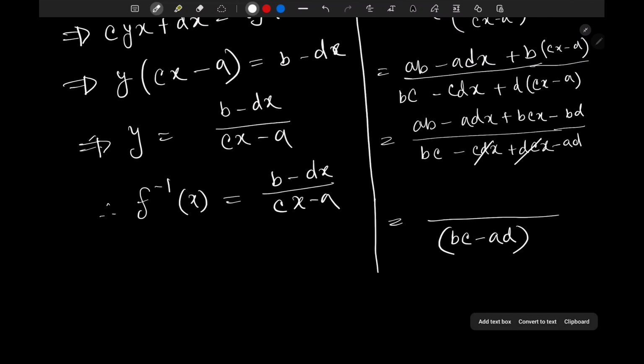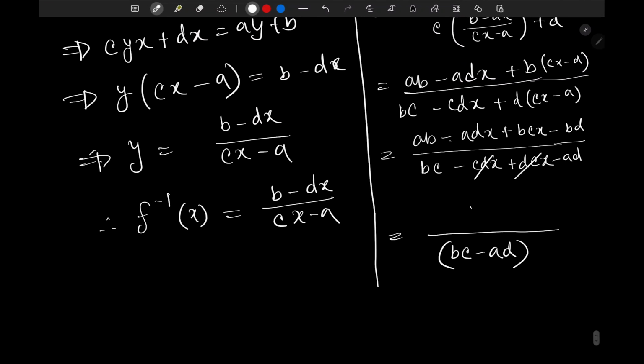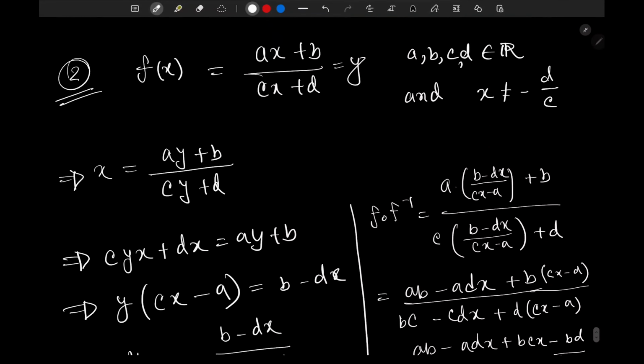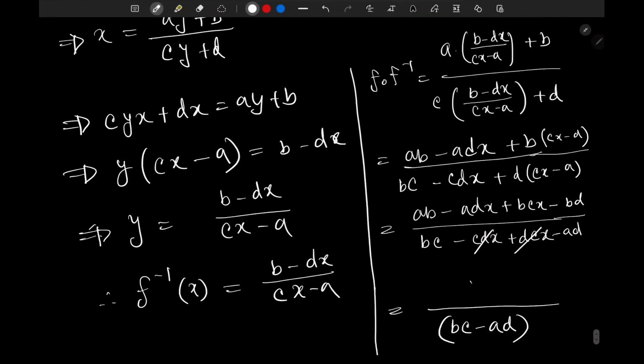And here, what do we have? We have AB. Okay, let me see if I have done this correctly. X plus B. Okay, so this is BD. This is Y, so this is Cx minus A and B minus dx. Okay, everything looks correct.